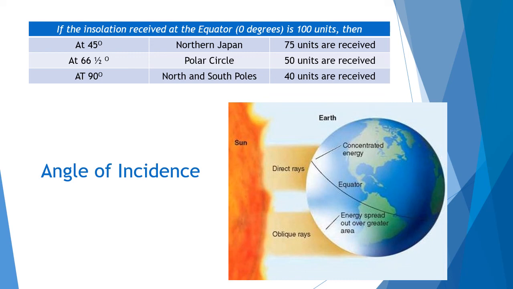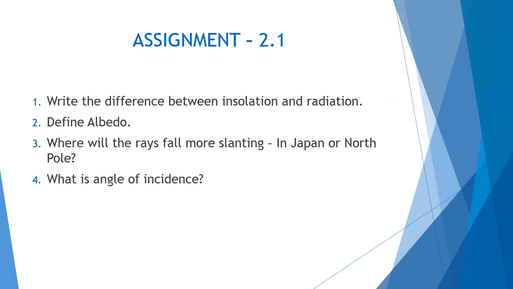This is the time to go. Let us go for the assignment. Write the difference between insolation and radiation. What is insolation? The energy received by the earth is called insolation. What is radiation? The energy emitted by the sun is called radiation. Albedo: what is albedo? Of the energy the earth's surface gets, the 30%, or one third, released by the earth into the atmosphere is called albedo.